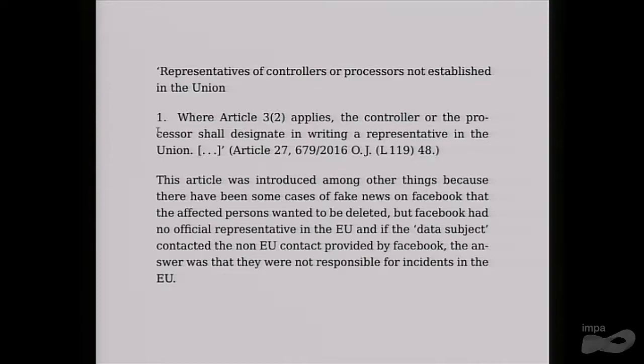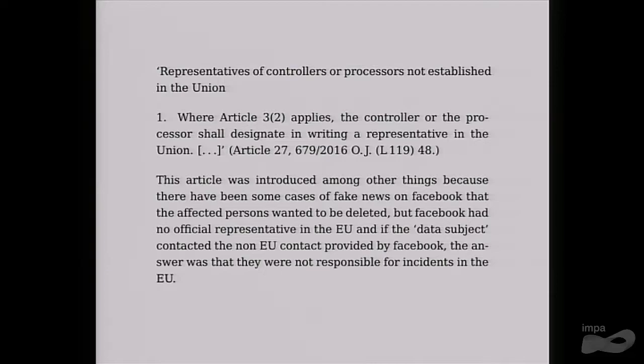Representatives of controllers. When Article 3.2 applies, the controller shall designate in writing a representative in the Union. This article was introduced, among other things, because there have been some cases of fake news on Facebook that the affected persons wanted to be deleted. But Facebook had no official representative in the EU. And if the data subject contacted the non-EU contact provided by Facebook, the answer was that they were not responsible for incidents in the EU.